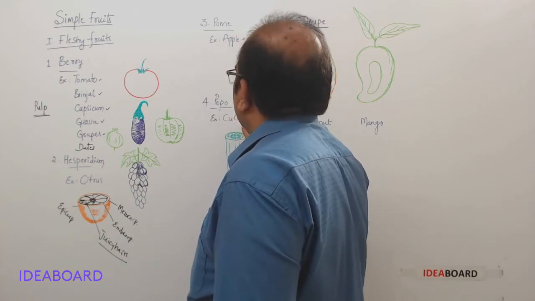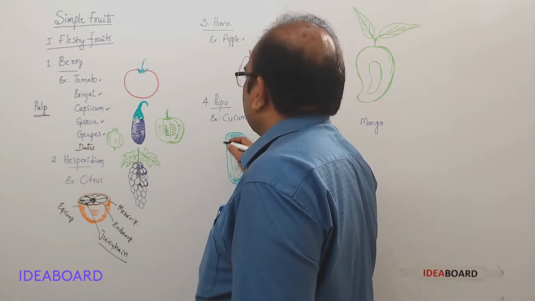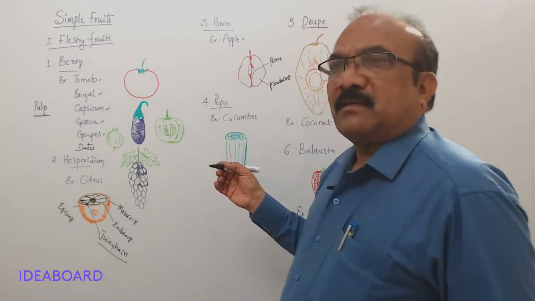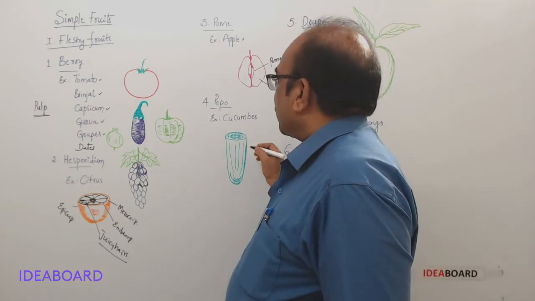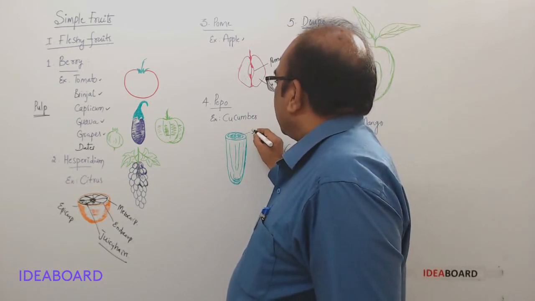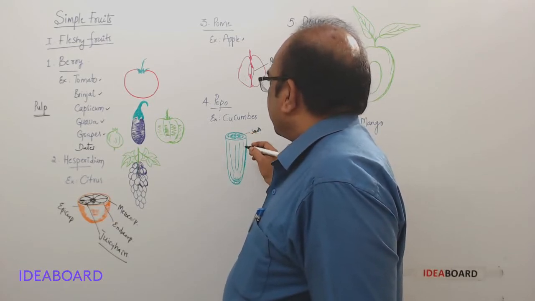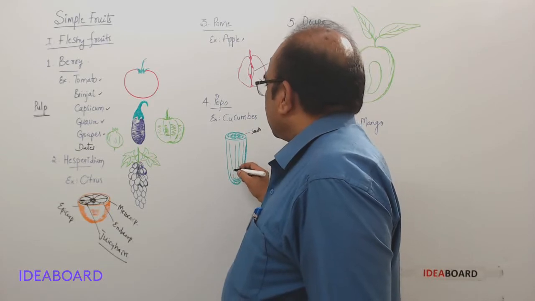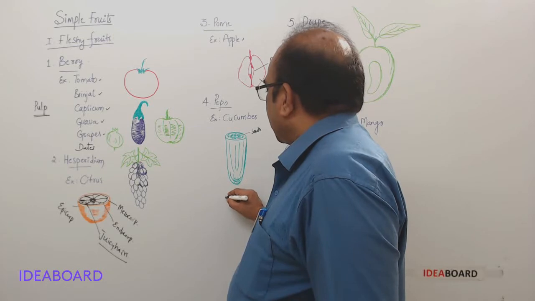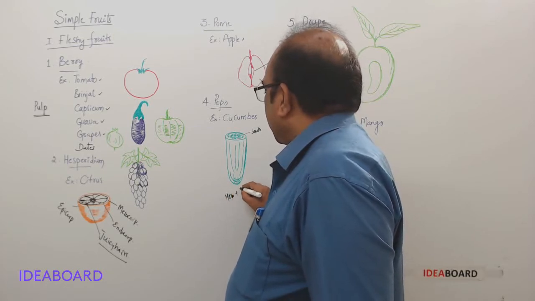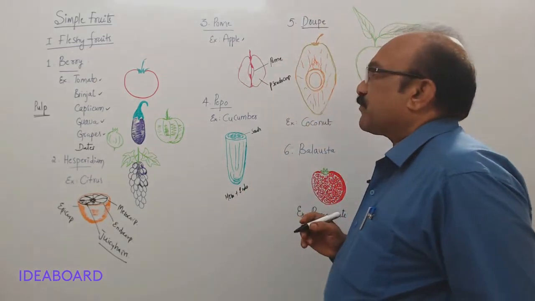The example for pepo is cucumber. All cucurbits have this pepo fruit, and it develops from a tricarpellary, syncarpous, inferior ovary with parietal placentation. You can see the seeds attached to the inner wall of the fruit, which is why it is parietal placentation. What is generally edible here is the meso and endocarp along with the placenta.